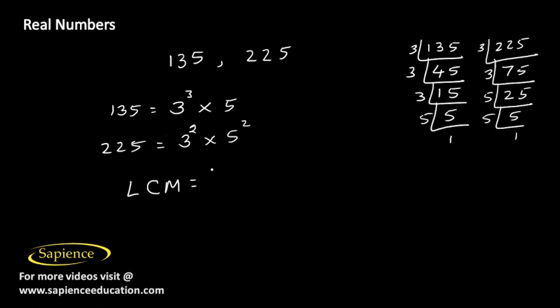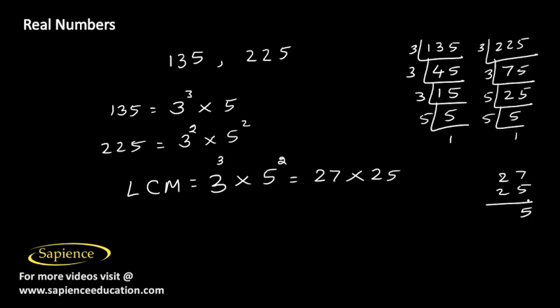For LCM we need to write all the prime factors. Here the prime factors are 3 and 5, and we need to use the highest of the powers. So in case of 3 the highest power is 3, and in case of 5 the highest power is 2. So the LCM will be 3 to the power 3, which is 27, into 5 square, which is 25. 27 times 25 is 675. The LCM of these two numbers is 675.